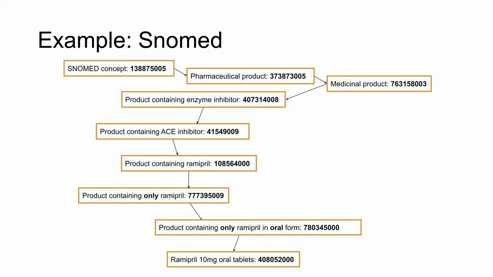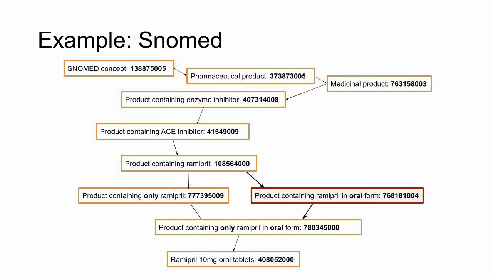You go via first pharmaceutical product, then medicinal product, a product containing an enzyme inhibitor, a product containing an ACE inhibitor, etc., etc. But it's possible to navigate this hierarchy in multiple ways. If we look at the second from bottom, product containing only ramipril in oral form, that has 2 parents, as well as product containing only ramipril, it is also a child of product containing ramipril in oral form.